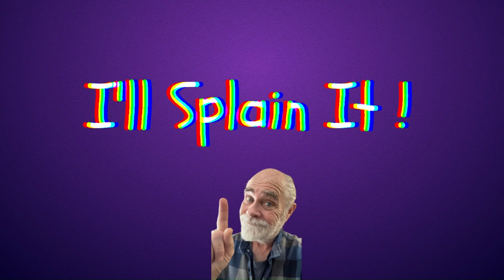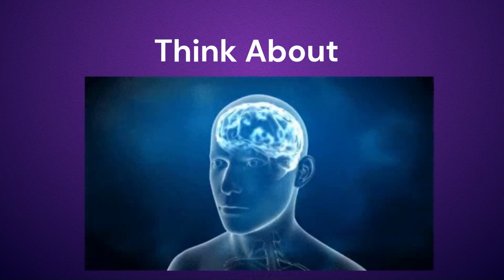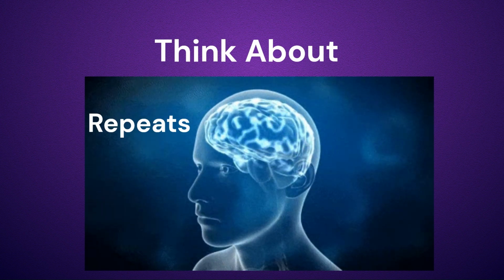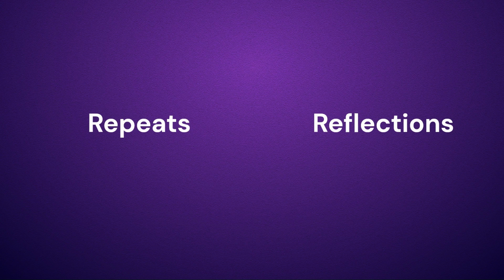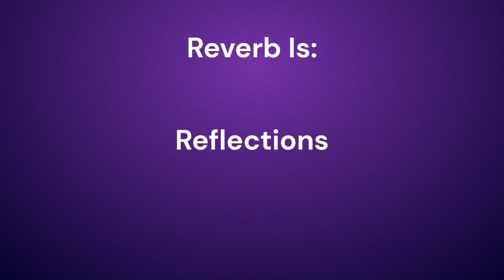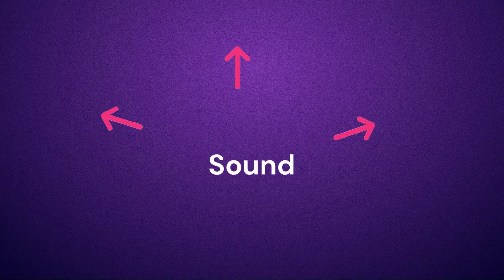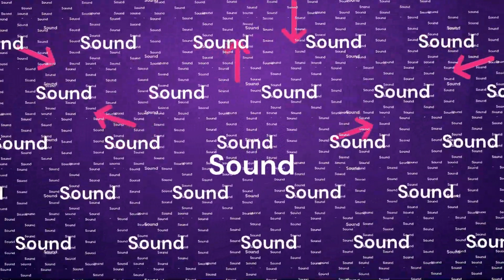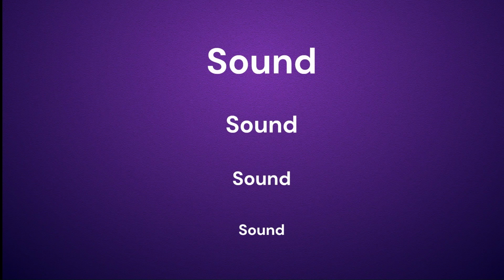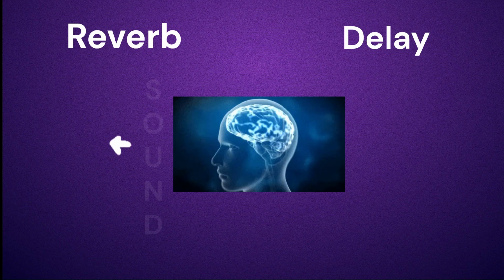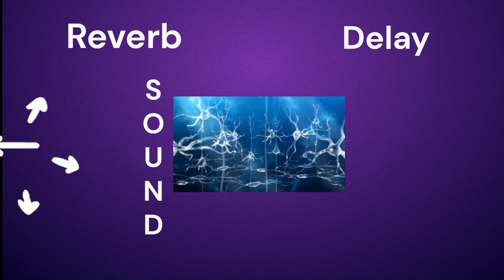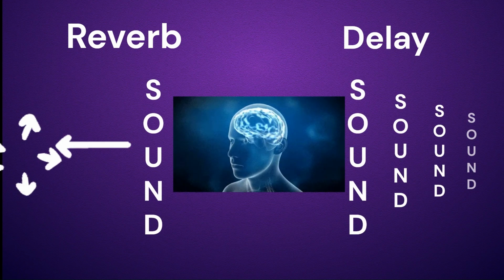I think the easiest way to think about this before we go too deep is this. Think about repeats and reflections. Reverb is the sound we hear when sound bounces off of surfaces and we get reflections. And delay is a repeat of a sound. So if you keep that in mind as we move forward, try to think of those two principles. Reverb is reflections, and delay is repeats.